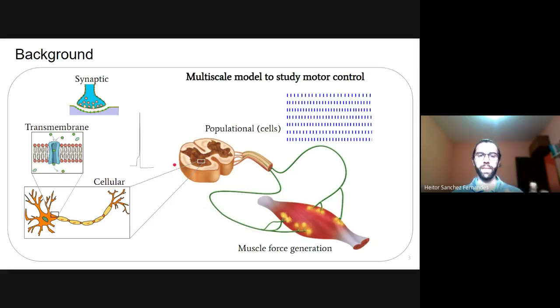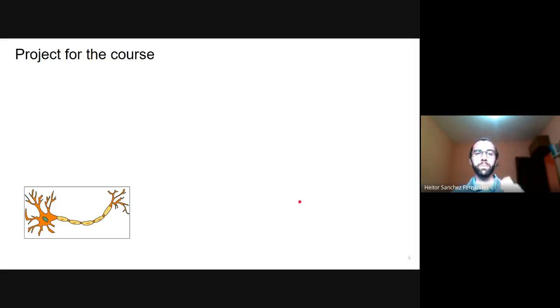Each one of these scales has its particularities, its metrics, inputs and outputs. My main goal of research is to understand how each scale can impact the other, and so on. So for this course particularly, I focused on the cellular scale.